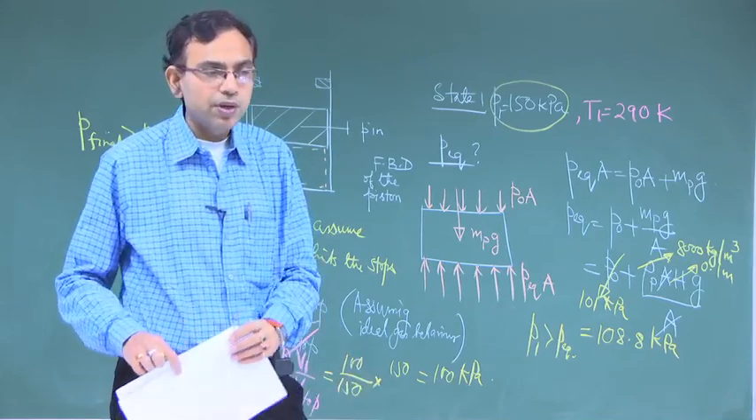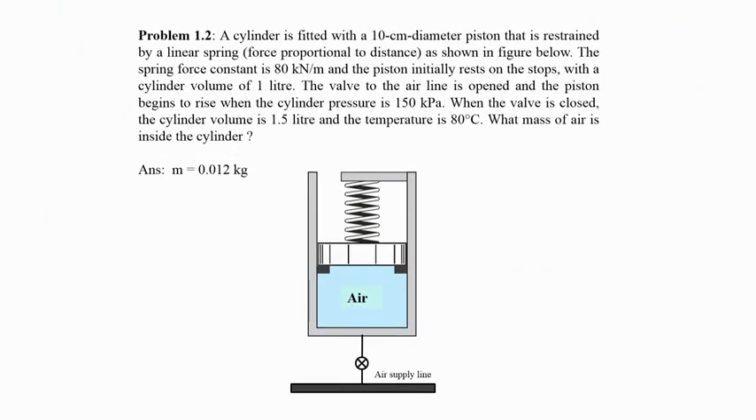We will work out another problem. So, we will look into the next problem, problem 1.2. The diagram of the problem is given here, and again I will read out the problem. A cylinder is fitted with a 10 centimeter diameter piston that is restrained by a linear spring. Linear spring means the spring force is proportional to the displacement as shown in the figure below. The spring force constant is 80 kilonewton per meter and the piston initially rests on the stops with a cylinder volume of 1 liter. Now, there is an air supply line.